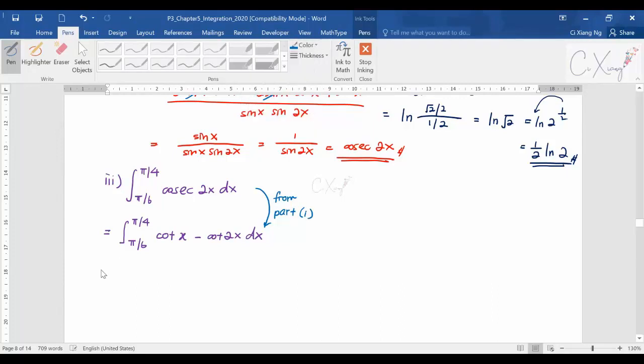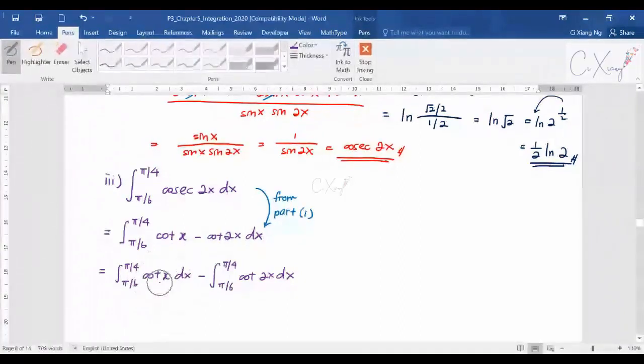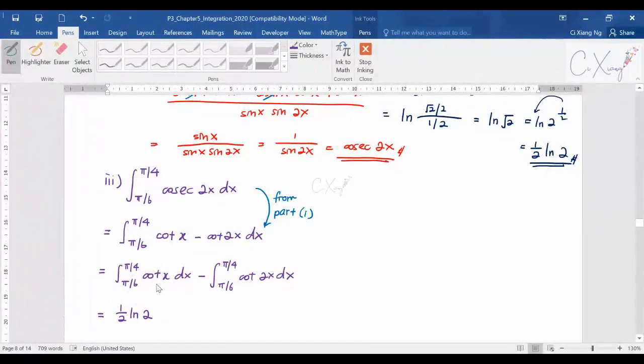Okay, then if you separate it into 2 different integrations, you should have the integration of cotangent x minus the integration of cotangent 2x. Okay, so this first part is the answer that you proved just now in part number 2. Alright, so you don't need to go through the integration anymore. You can straight away apply it, so you should have half ln 2. From here to here, it is from part 2.